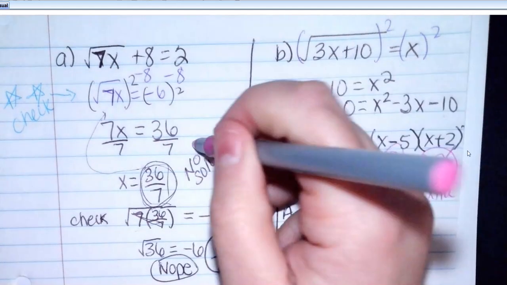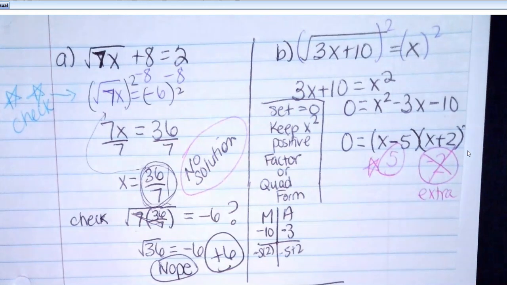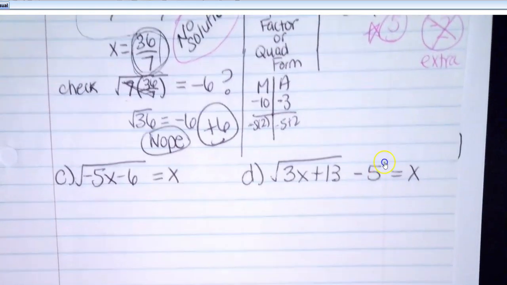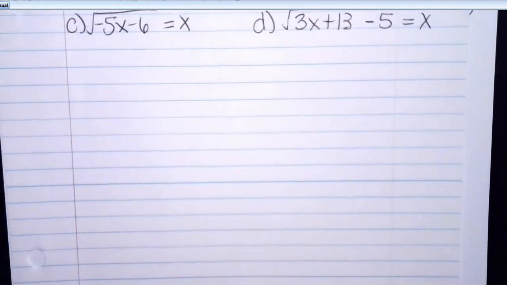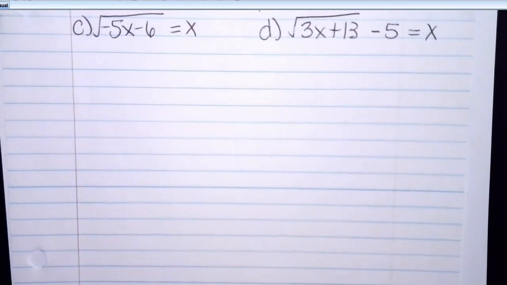This one actually had no solution at all. So it just kind of depends on the question. You might have 2 answers, you might have 1 answer, you might have no answer that works. It's really dependent on you making sure to check. All right, let's slide this up. I got 2 more questions in example 2 on the back there.